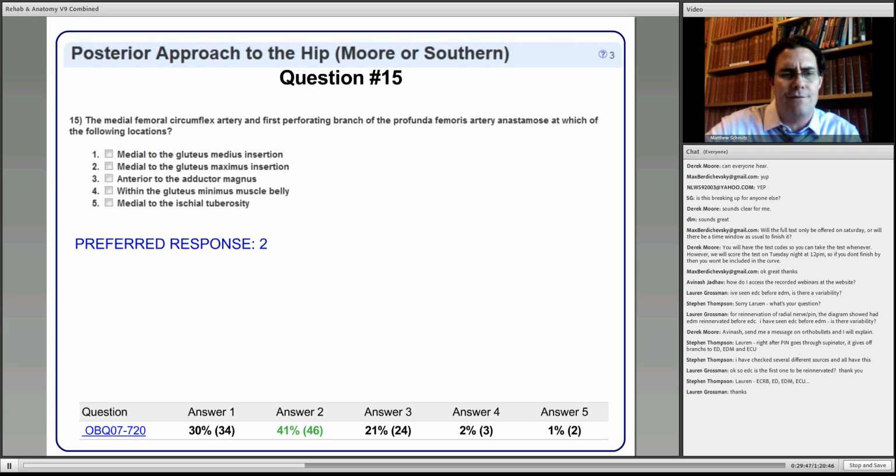Looks like about 40% of people answered that right. A large group of people answered medial to the gluteus medius. Now remember, your gluteus medius attaches up near the greater trochanter, and so what's at risk there would be your retinacular vessels as you move posterior superior. But what they were asking specifically for is the first perforating branch of the profunda. That is further distal and posterior, distal to your intertrochanteric line, and that's why that's the answer.